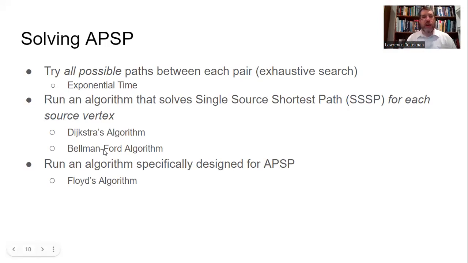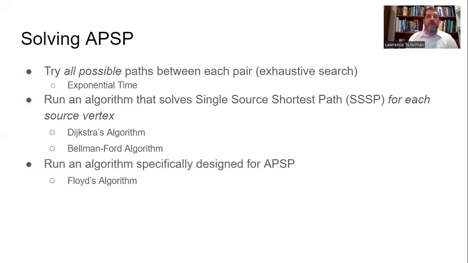One of the advantages of the Bellman-Ford algorithm is that it permits negative weight edges. So Dijkstra's algorithm breaks down. It does not work if the edges can have negative weights. We'll talk more about that later on, but Bellman-Ford will work if there are negative weight edges, not for negative weight cycles, but negative weight edges.